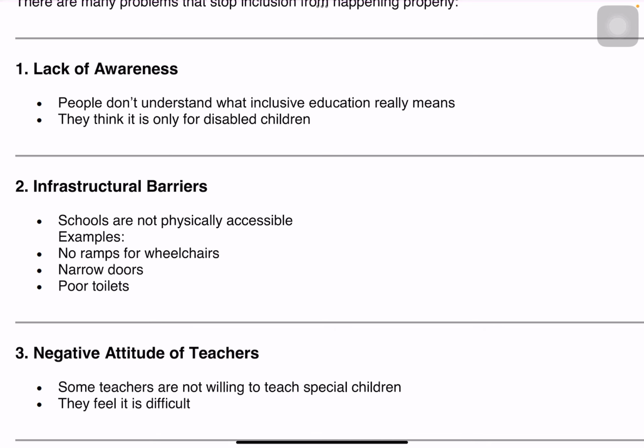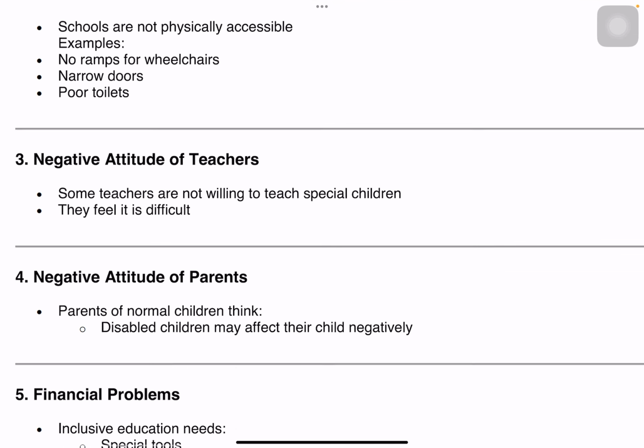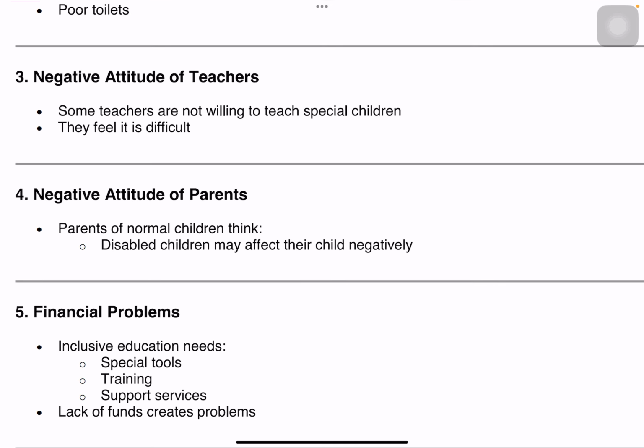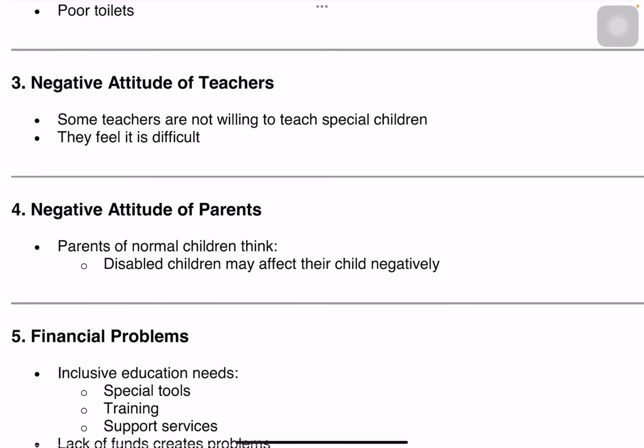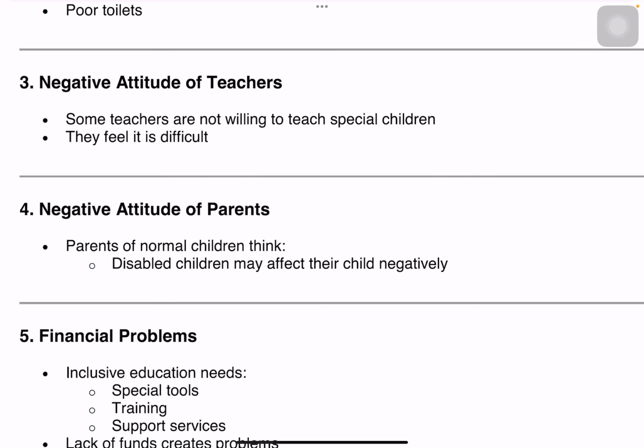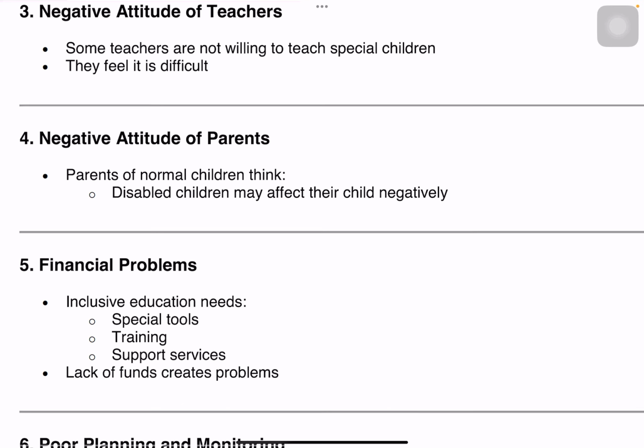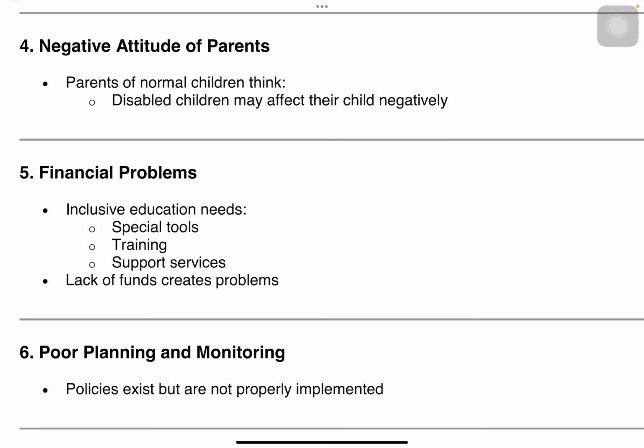Number two, infrastructural barrier. Schools are not physically accessible. Example: no ramps for wheelchairs, narrow doors, poor toilets. Number three, negative attitudes of teachers. Some teachers are not willing to teach special children. They feel it is difficult. Negative attitude of parents. Parents of normal children think disabled children may affect their children negatively. Financial problems. Inclusive education needs special tools, training, and support services. Lack of funds creates problems.